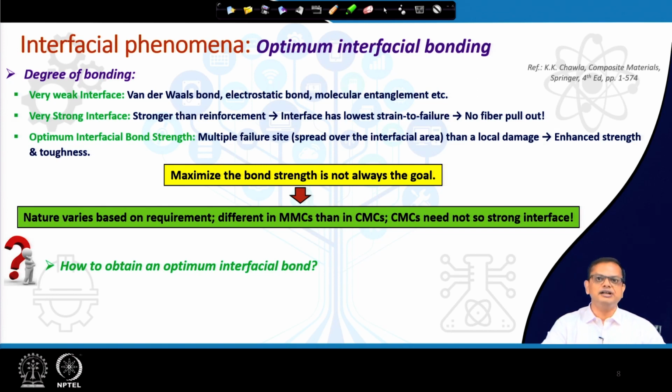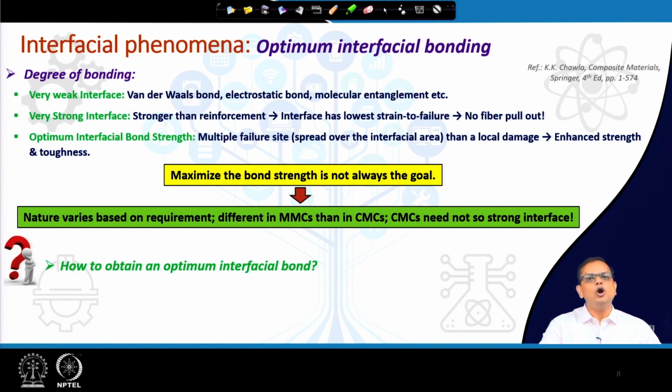This bond strength is different in MMC, it is different in CMC. As we have learned, in case of CMCs, we do not want a very strong interface. In case of MMC also, we want a very strong interface, but then the interface should not be brittle in nature. It should cause some amount of delamination at higher stress values to have higher fracture toughness along with high strength.